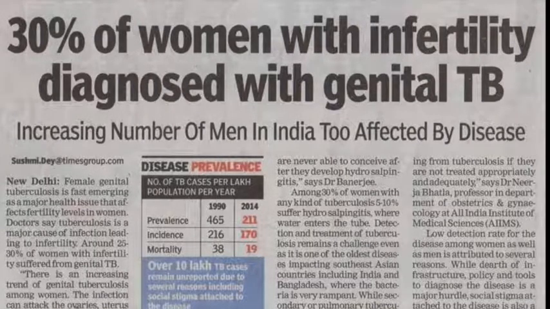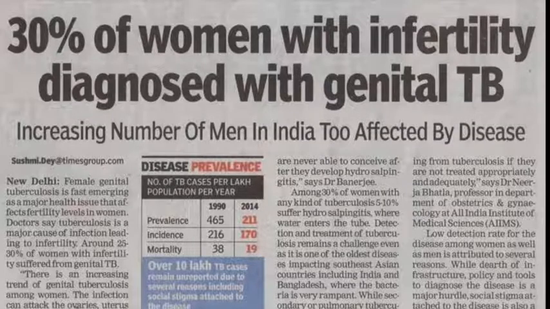Hello everyone. Today we'll talk about a very important topic in gynecology, that is tuberculosis of the female genital tract. So it's TB. As we know, TB is a major disease in the developing world and countries like India, so it's an important topic.